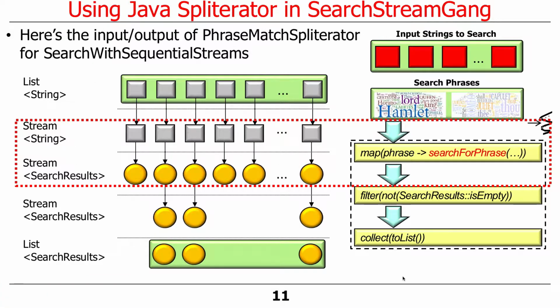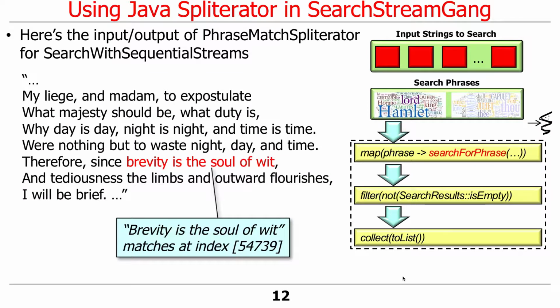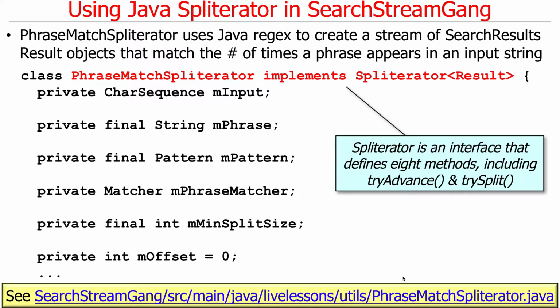Here's how this is used in the overall scheme of things. We're going to have the map method called searchForPhrase. That's where this processing is about to take place. So it's where we go from a stream of strings to a stream of search results. Here's an example. We're looking for the phrase "brevity is the soul of wit," and we want to basically get back a search result that indicates what index this occurred in the input.